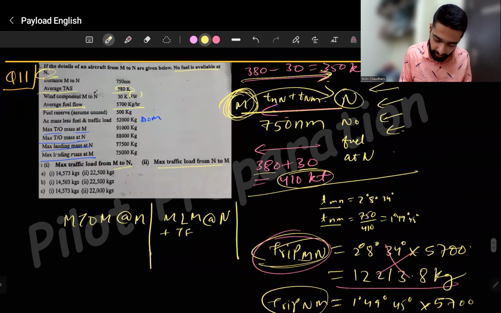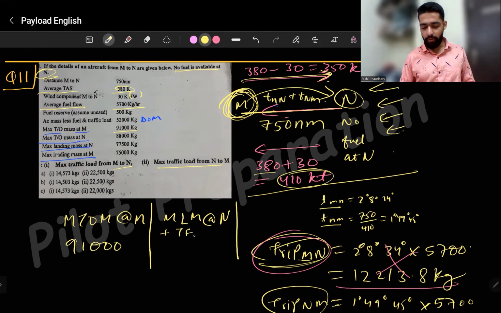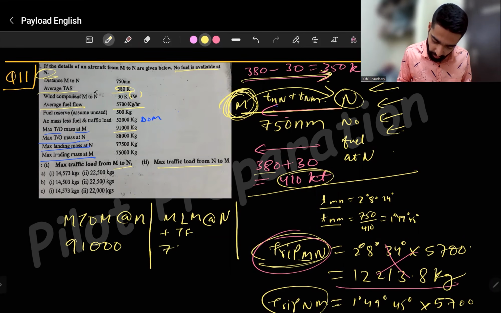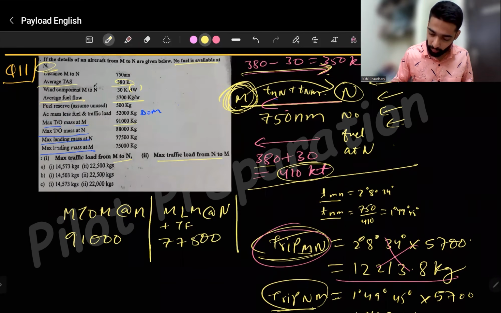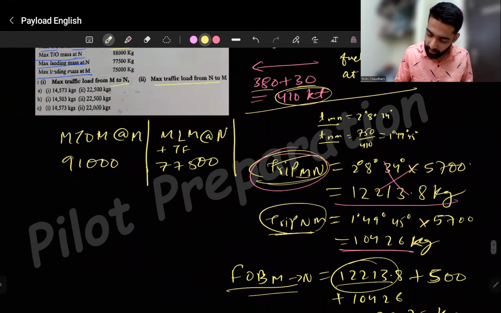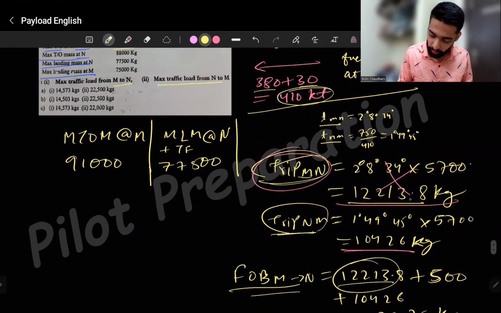Maximum takeoff weight at M is 91,000 kg. Maximum landing weight at N is how much? 77,500 kg, plus trip fuel. Trip fuel will be how much? 1221.3. Correct? This will be my trip fuel.